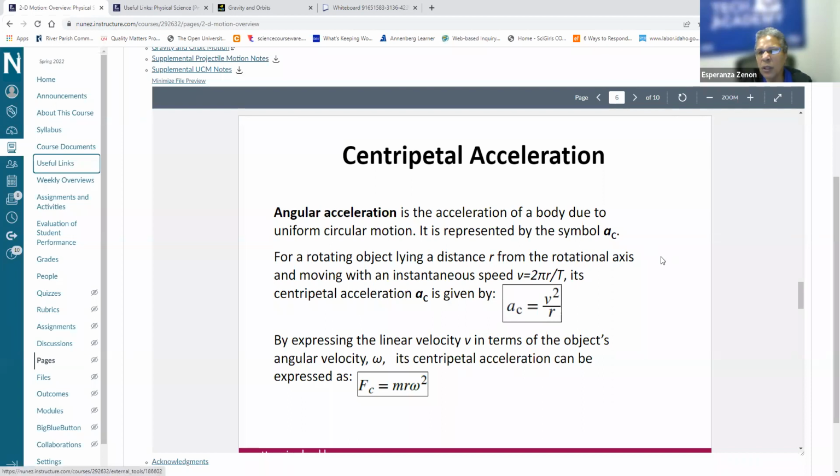But what we want to be able to do in this situation is to quantify this centripetal acceleration. Centripetal is a word that means center seeking. It's German, it means center seeking. And because this object is experiencing an acceleration that always points toward the center of the circle, we call that centripetal acceleration.